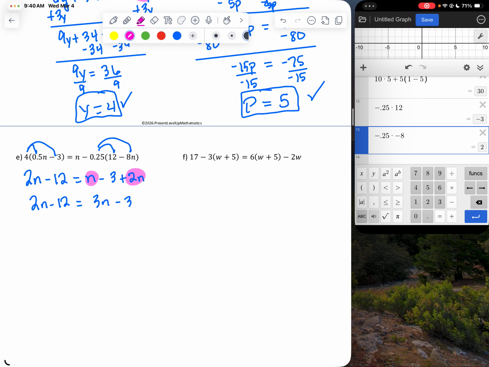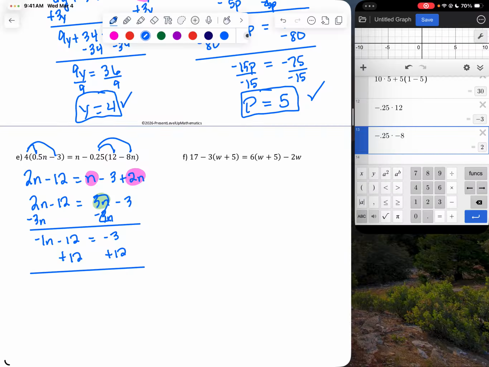All right, now we want to take this term and move it to the left side. So subtract 3n from both sides. And that would give me negative 1n minus 12 equals negative 3, because that zeroed out. Add your 12. So negative 1n equals 9, and then divide by negative 1. So n equals negative 9.